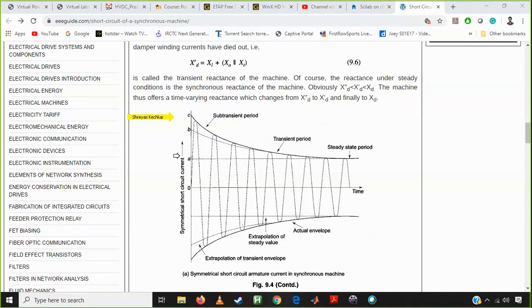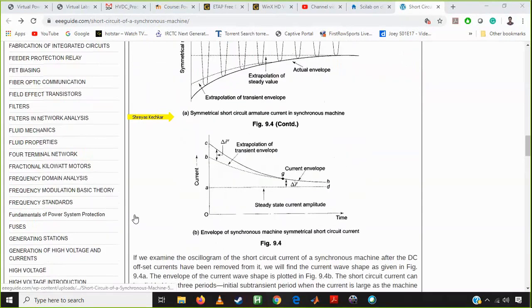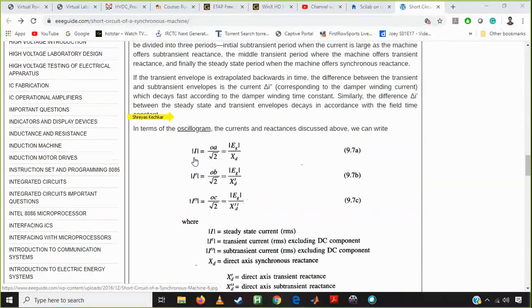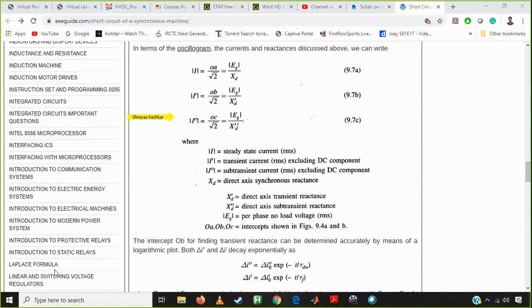Now, for example, you have to calculate Xd dash, the transient reactance. In the same way, it is the open circuit voltage divided by OB. And the last one, the steady state reactance, is the open circuit voltage divided by OA. So here we also get an equation. If you are calculating the current, in the same way, vice versa, you can calculate it. Our main point is I double dash is equal to Eg divided by Xd double dash. That is the main thing.